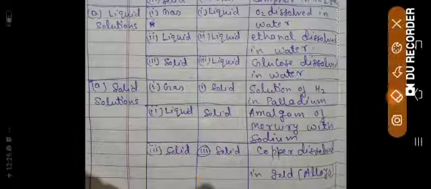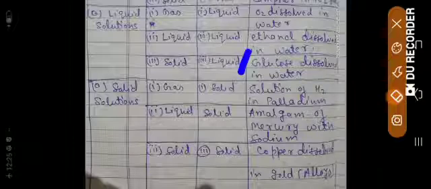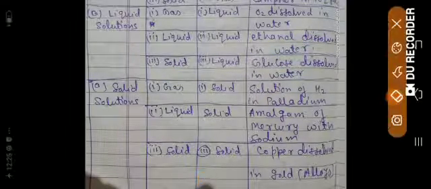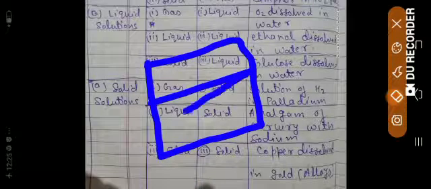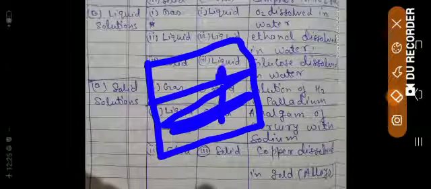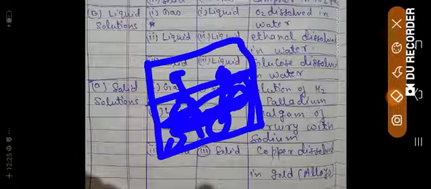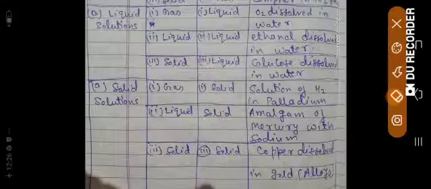Now come to the third part, where solvent is liquid and solute is solid. So glucose dissolved in water or salt dissolved in water. This is the summer time, students. So if you are taking water, it is your liquid solvent, and you dissolve any soluble thing like glucose or salt, which are soluble in water. So solid is solute and liquid is solvent. So this is the best example of liquid solutions in which solvent is liquid and solute is solid. This is glucose dissolved in water.